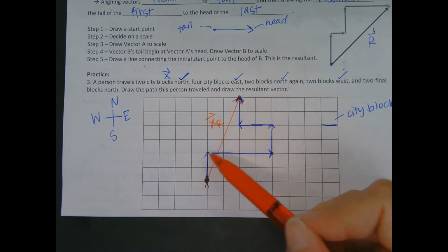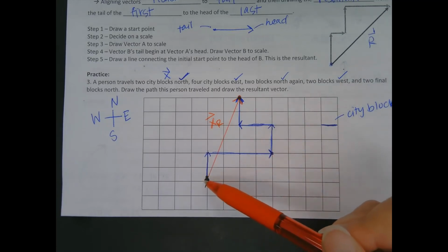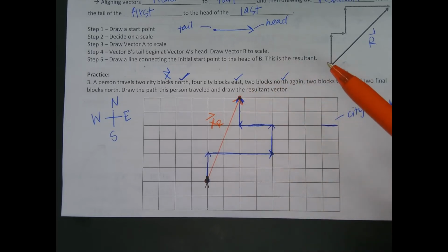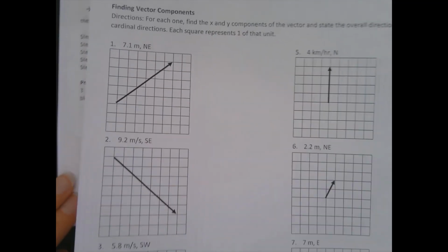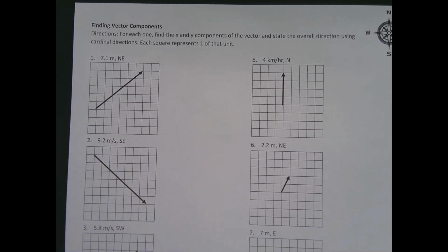So yes, this may be the path that our friend took in the city, but this red line is our displacement resultant vector. All right, so now we're going to look at some examples here. This is taking a resultant vector and finding its components, and then you will also have the components and find the resultant. So you'll go back and forth, okay?